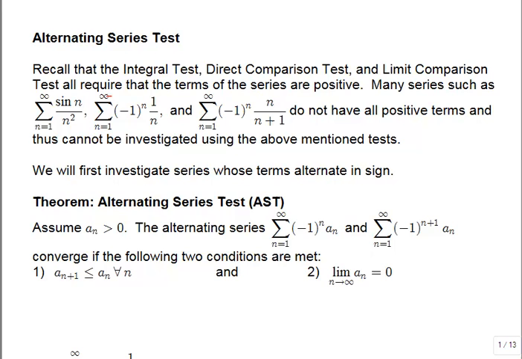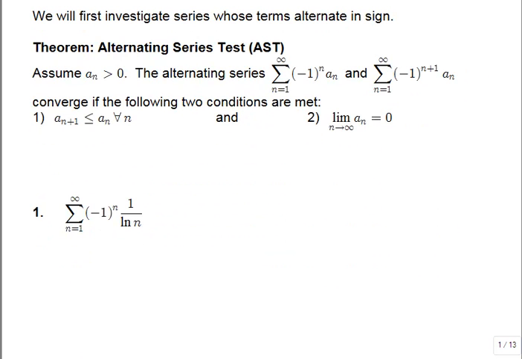So we need a test that deals with series whose terms alternate in sign, and this is called the alternating series test. So here's what it says. First, we're going to assume that a sub n is greater than 0. Then the alternating series negative 1 to the n times a sub n, or negative 1 to the n plus 1 times a sub n, converge if the following two conditions are met.